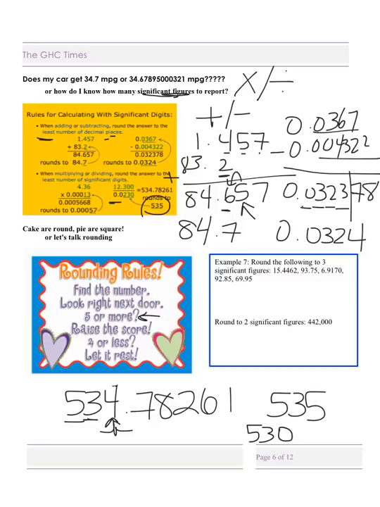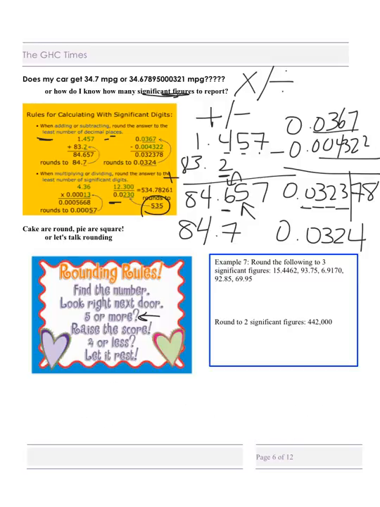Just real quick, let's practice a little bit of rounding because I know some of you are not comfortable doing rounding. For those of you that are, feel free to skip on ahead here. Okay, we're going to round the following numbers to 3 significant figures. We have 15.4462. We have 1, 2, 3. Look next door. It's a 4. 4 or less, let it rest. So our answer is 15.4.